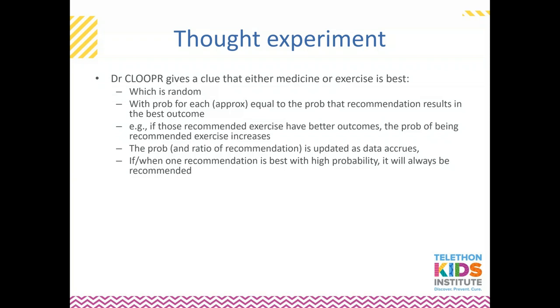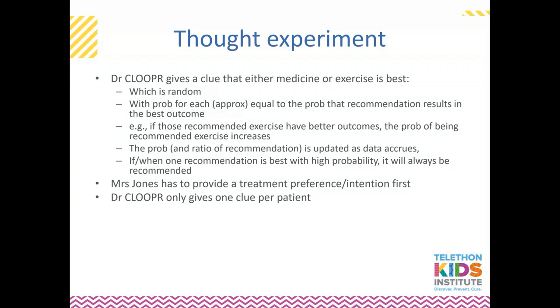So in order for Dr. Klüper to give a clue or a recommendation, first Mrs. Jones has to provide a preference or an intention. She has to nominate what she thinks is likely to be best for her. The other rule that Dr. Klüper applies is that she will only ever give one clue per patient. But the important thing is that Mrs. Jones is free to accept or reject the clue. Dr. Klüper, unlike other doctors, never gets offended if the treatment recommendation is ignored.